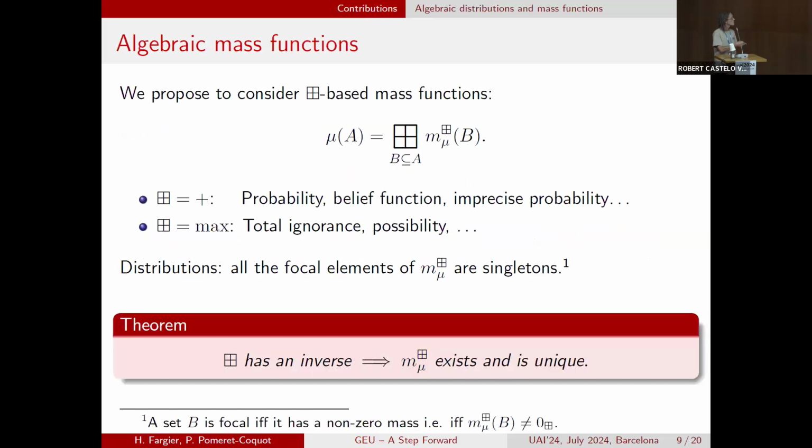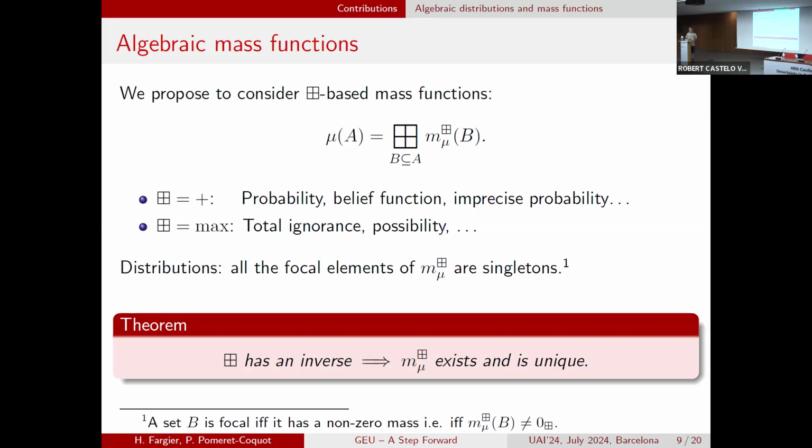So in order to overcome this limitation, we propose to consider algebraic mass functions with regard to an abstract operator. And so we can recover the belief on an event, not only by considering states, but by considering masses of all subsets of its events. And we recover the 2 classical settings. The quantitative settings, using addition: we have the probability, we have the belief function, and more generally, all kinds of imprecise probabilities. And with the operator maximum, we recover the qualitative settings, as for total ignorance and possibility theory.